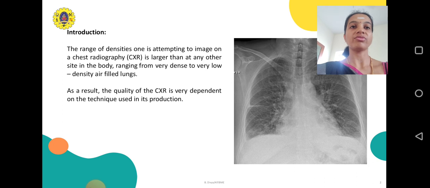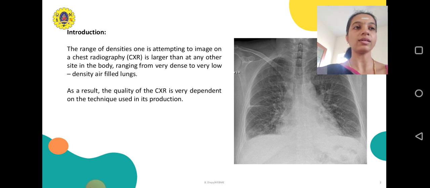Introduction. The range of densities one is attempting to image on a chest radiograph is larger than at any other site in the body, ranging from very dense to very low densities, such as air-filled lungs. As a result, the quality of the CXR is very dependent on the technique used in its production.